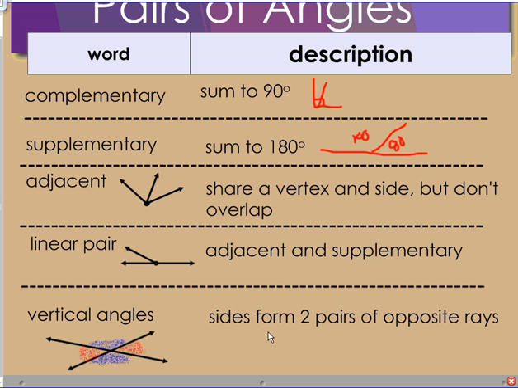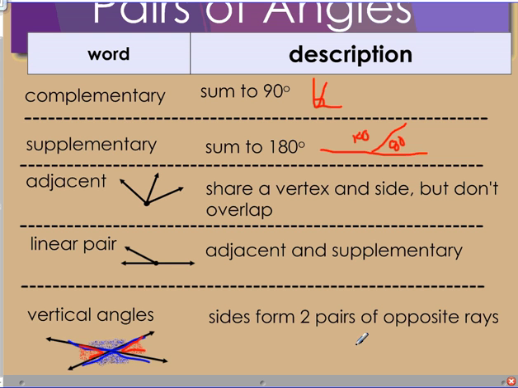Vertical angles are two angles whose sides form two pairs of opposite rays. So basically here, my vertical angles would be the ones that are shaded blue: this angle right here and this angle right here. Those would be a pair of vertical angles. This angle right here and this angle right here would also be considered vertical angles.